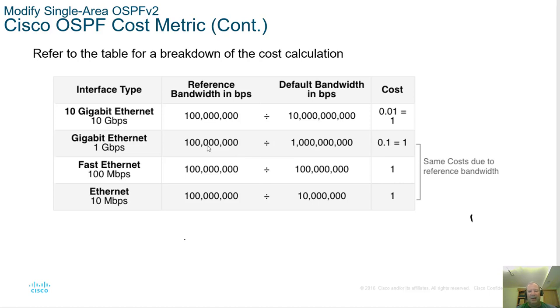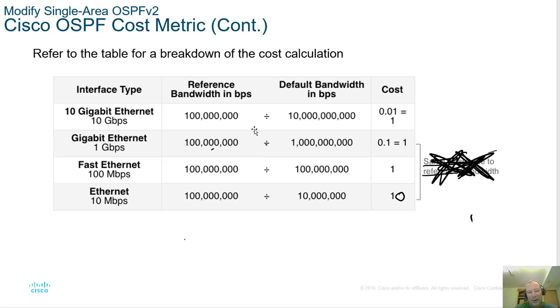When we have gig Ethernet, we have 100 million divided by 1 billion equals 1. And 100 million divided by 100 million equals 1. And 100 million divided by 10 million equals not 1, it equals 10. And those are not the same. Thanks, Cisco. So we can distinguish the difference between Ethernet and fast Ethernet, but anything beyond fast Ethernet, with the reference bandwidth being 100 million, we can't distinguish among those speeds.